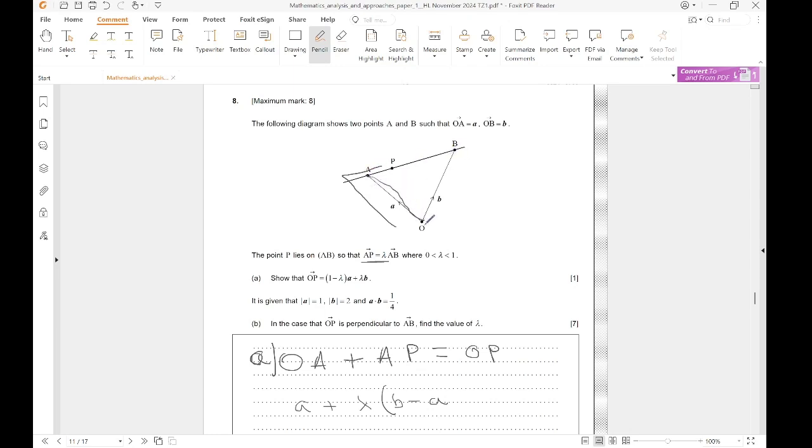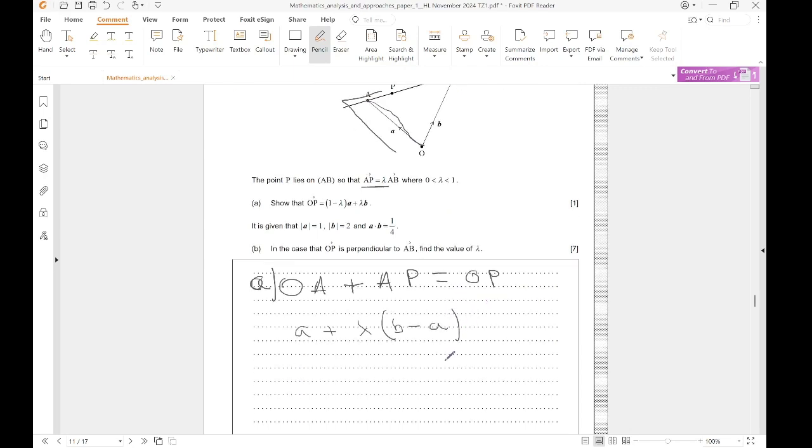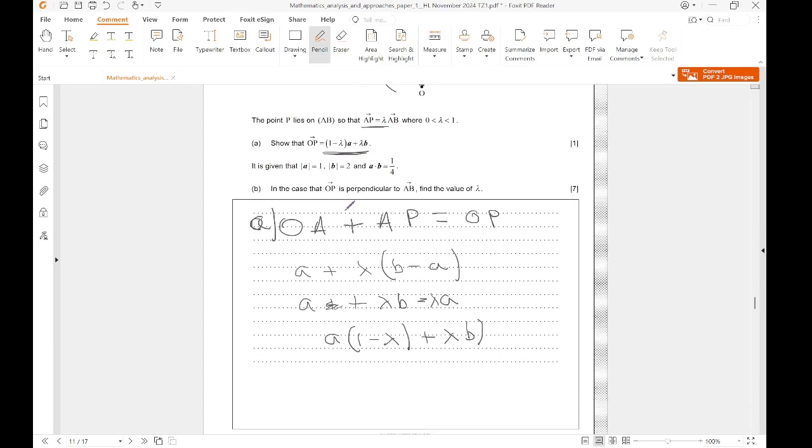So that's minus a plus b, so that's b minus a. And that is what you end up with. Once you expand this you should get a plus lambda b minus lambda a. Then you can simplify this into a times 1 minus lambda plus lambda b, which is what they asked for over here. Now let's move on to part B.